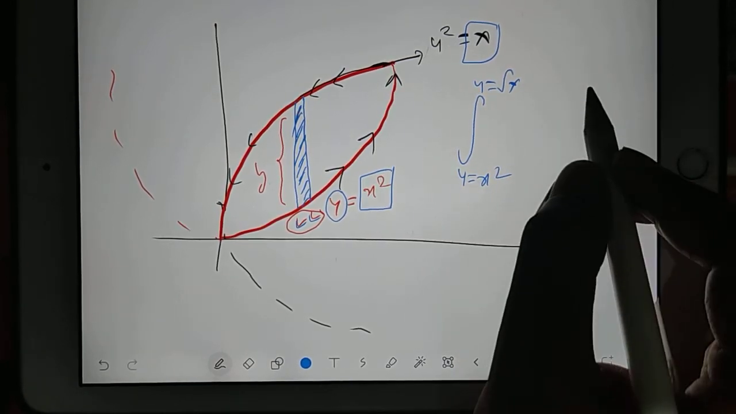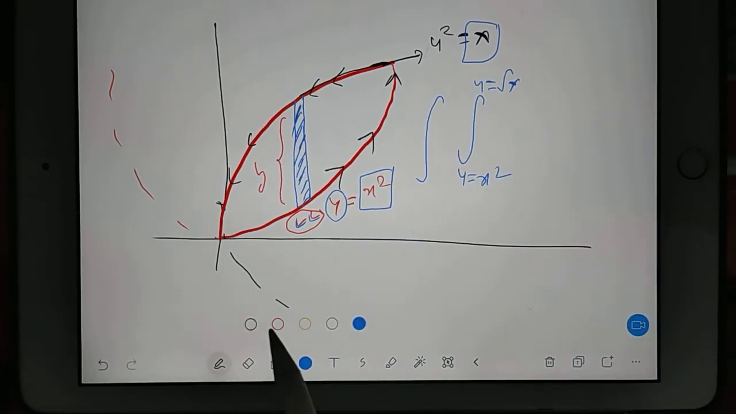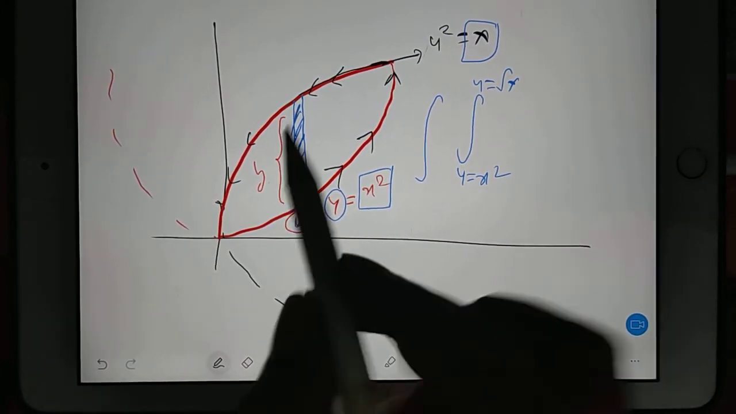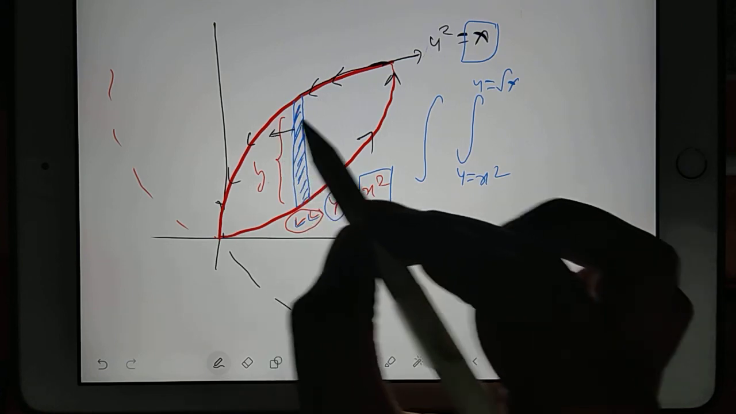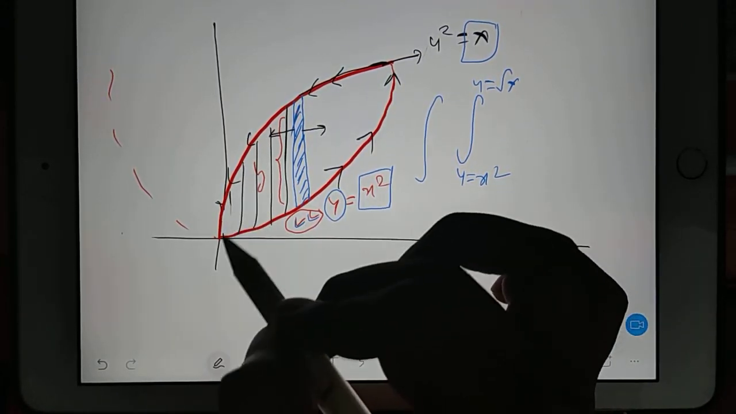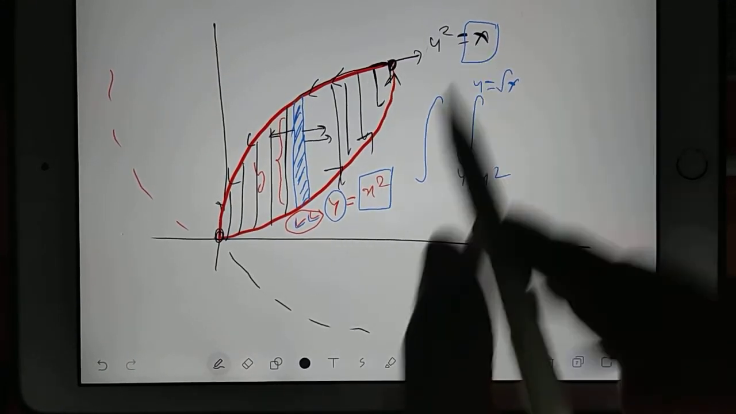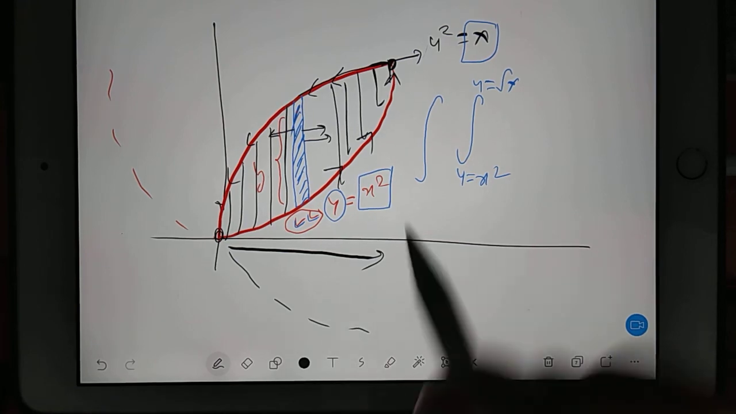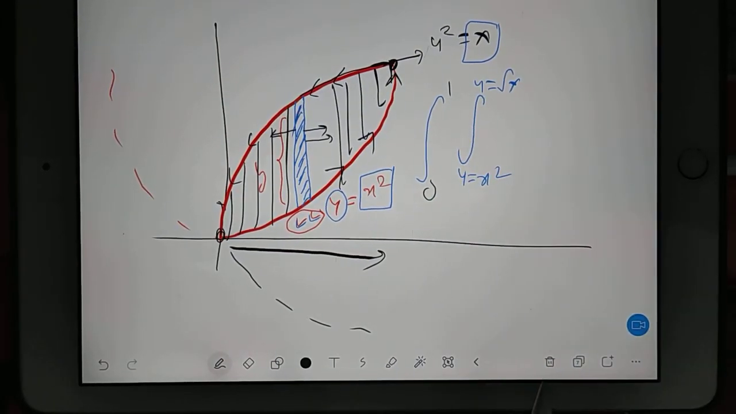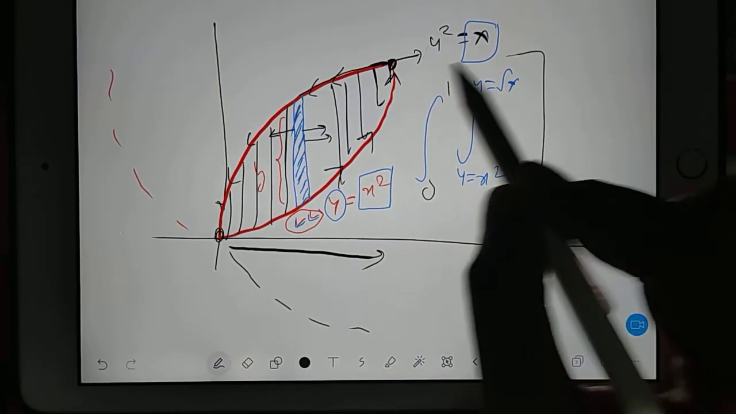Your y is being changed, and your x axis, your area is, you see in this strip you have left wall and the right wall. Left wall can slide till here, and right wall can slide till here. So this is your x expansion. So that is 0 to 1. Clear? That's all. So now you got the limit of integration.